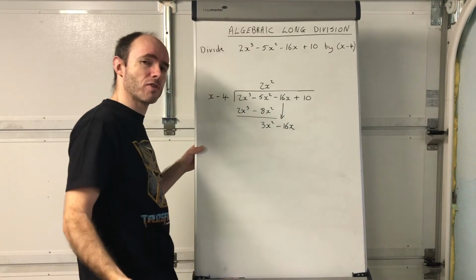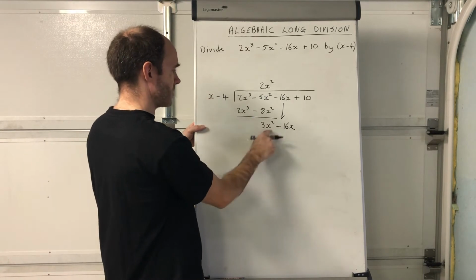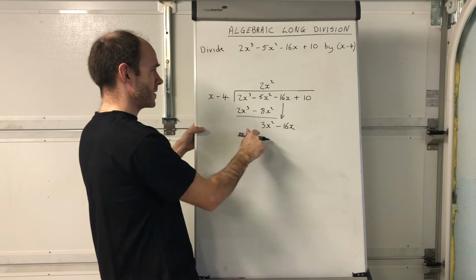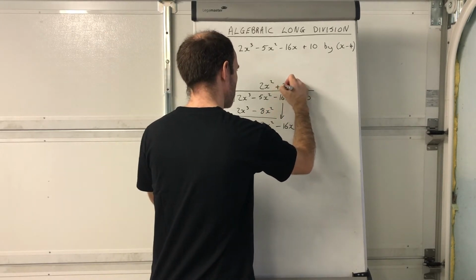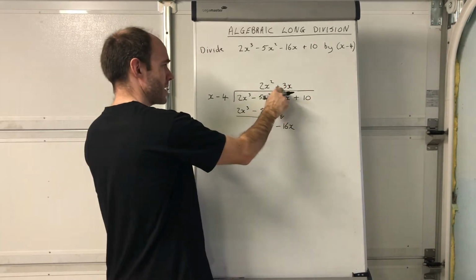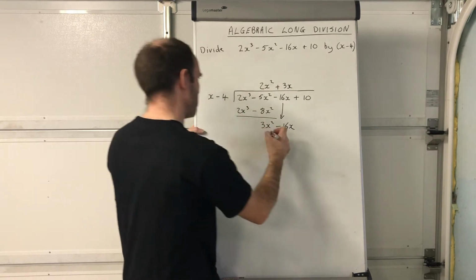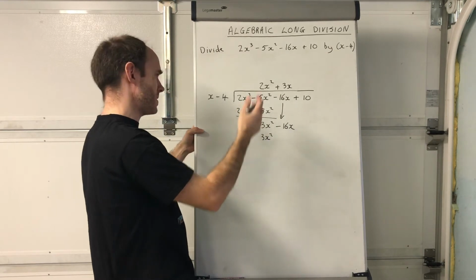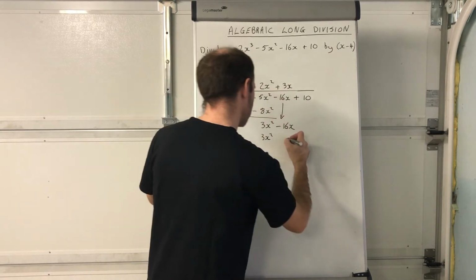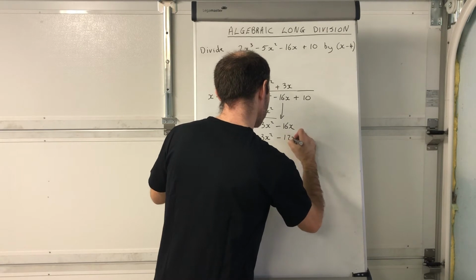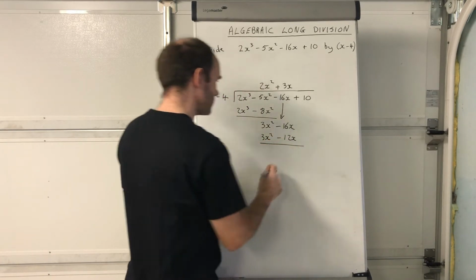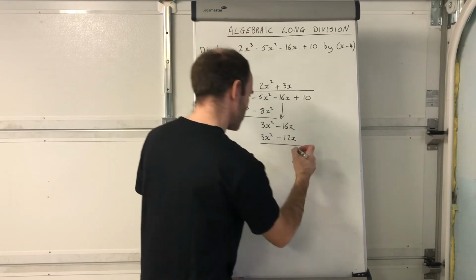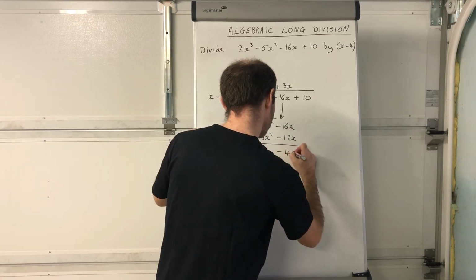And then we start all over again. x into 3x squared, or what you times x by to get 3x squared, is positive 3x, so plus 3x. Then 3x multiplied by all of this gives 3x squared. Again, those two are the same, otherwise you've messed it up. And then this times this is -12x. Then find the difference between them. This subtract this is 0, of course. -16 plus 12 is -4, so that would be -4x.